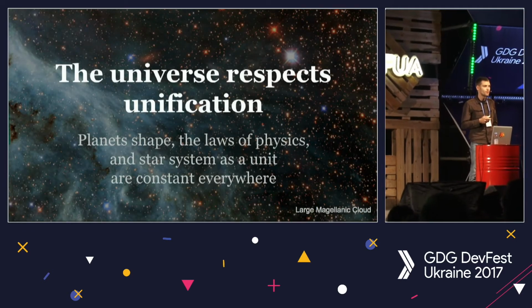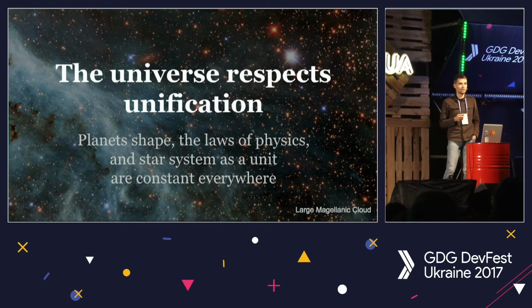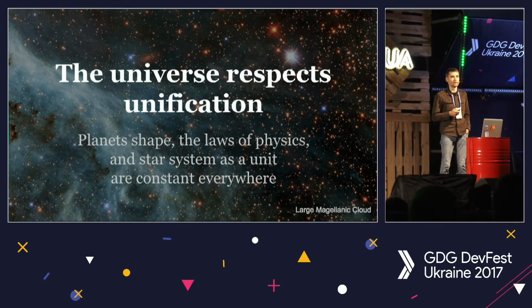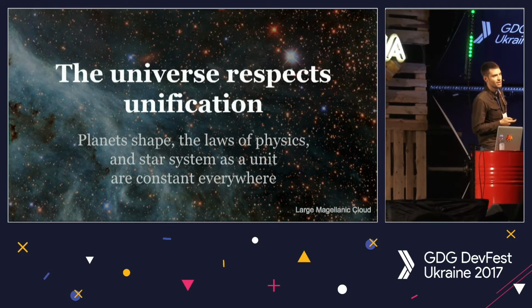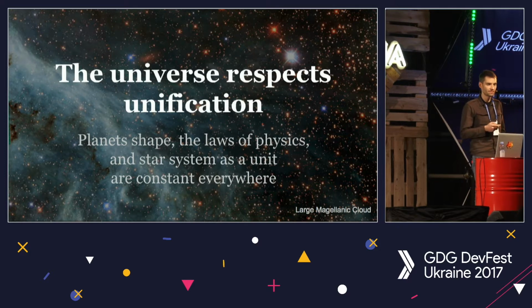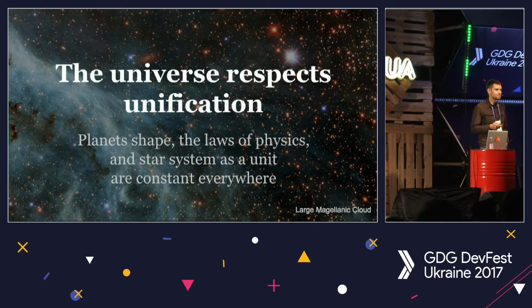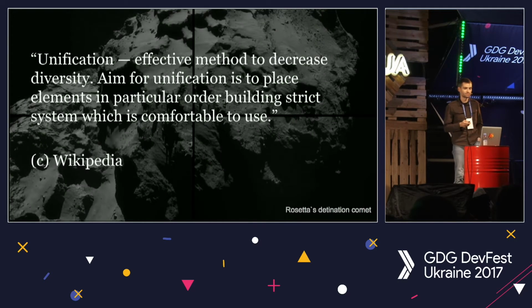And before speaking about the future of JavaScript, about the laws and rules of building JavaScript, I would like to talk about the laws of the universe. If we take a look at the nature of things in this universe, we see that the universe respects unification. Our planet's shapes, laws of physics, physics constants, they're similar everywhere.